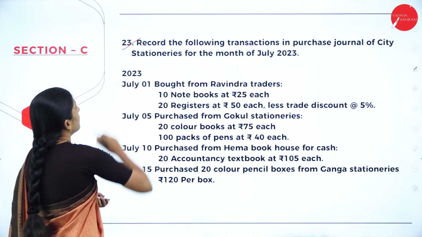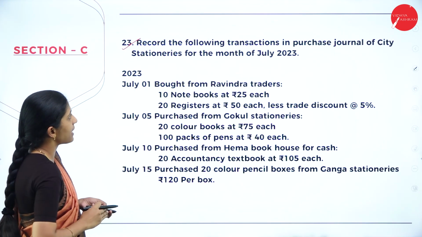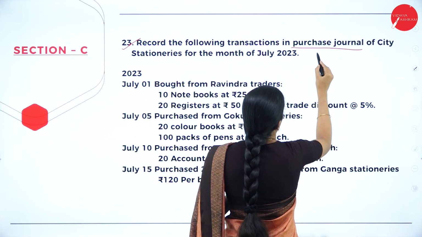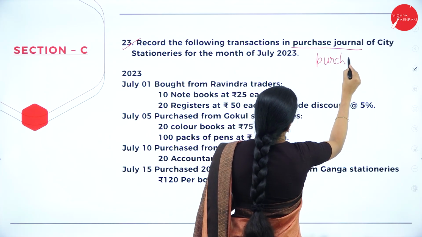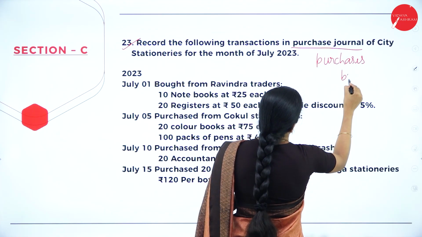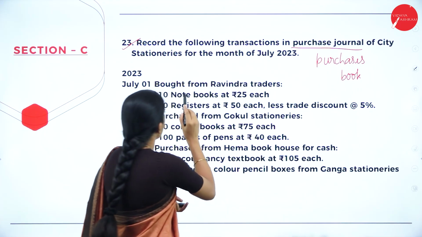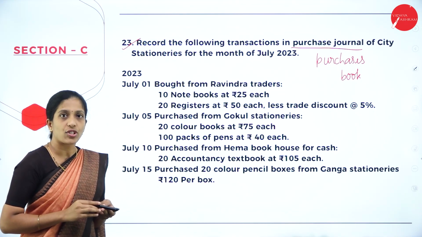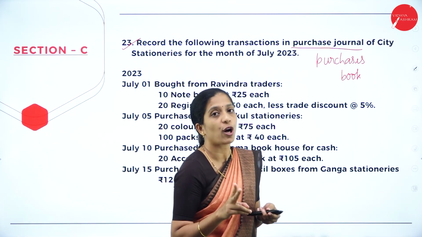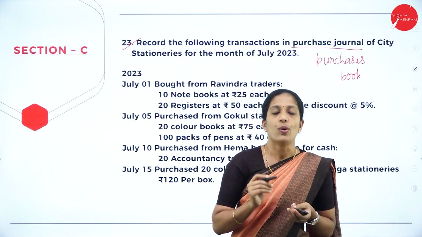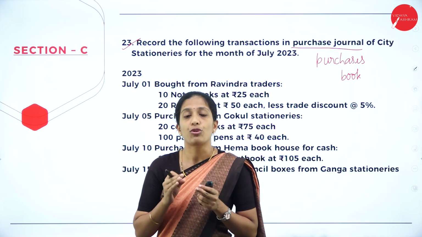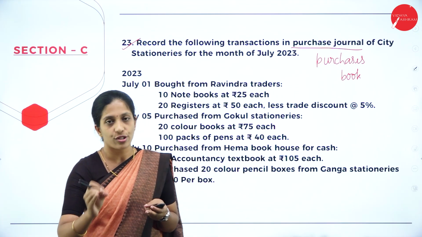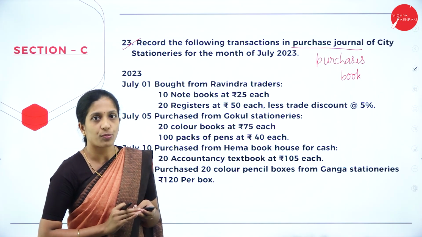Now, coming to your 23rd question, record the following transactions in the purchase journal. So, purchase journal means what? You have to prepare your purchases book. So, you have to prepare the purchases book of City Stationeries for the month of July 2023. There are certain transactions they have given. So, you will get 2 problems on your subsidiary books. So, you have to be careful for 6 marks. There are 2 problems asked from your subsidiary books, that is recording of transactions. So, two 6 marks questions will be asked.